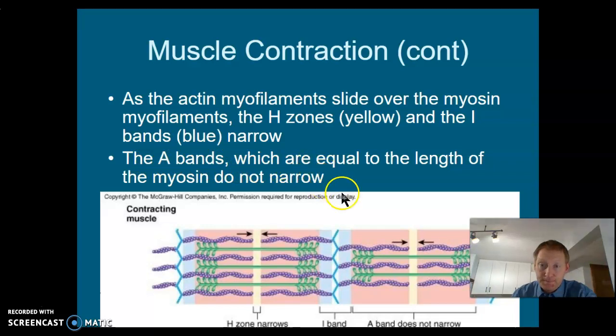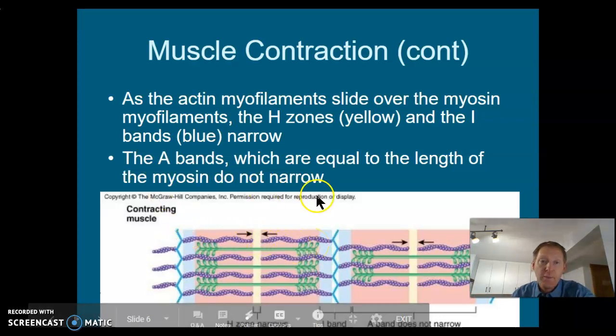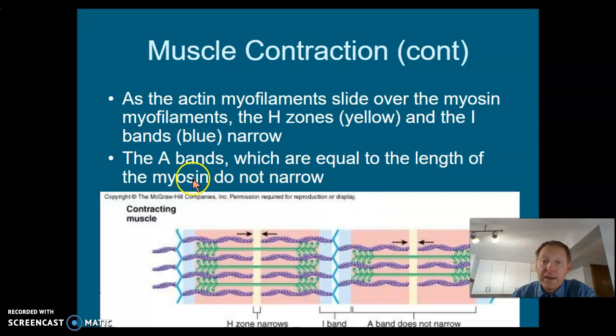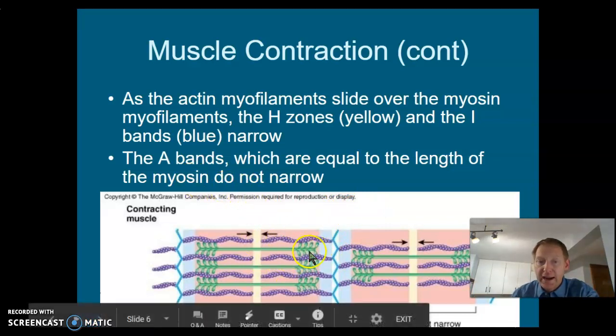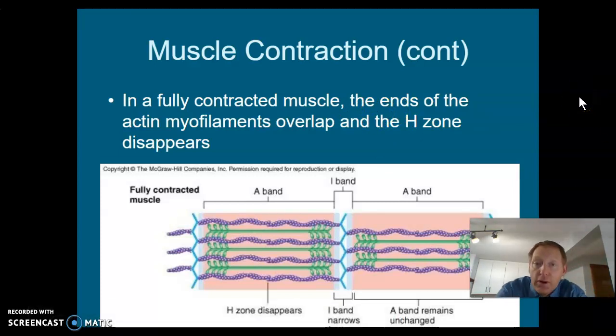And the A bands, they never actually change. What we see is that the A bands are equal to the length of the myosin, but they don't actually narrow. So these are essentially staying the same size. So in a fully contracted muscle, the ends of the actin myofilaments actually overlap in the H zone, so you see a little bit of overlap there. And the H zone is essentially gone. There is no H zone anymore. So that is a fully contracted muscle.